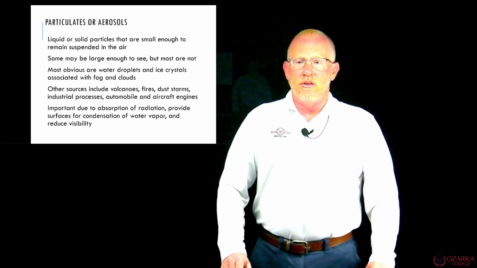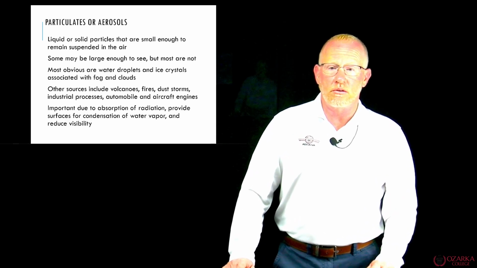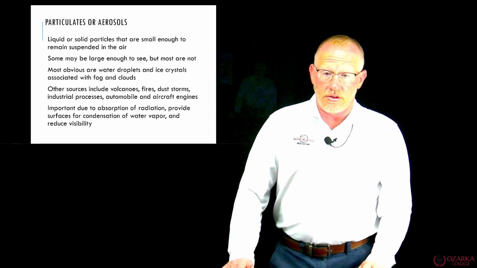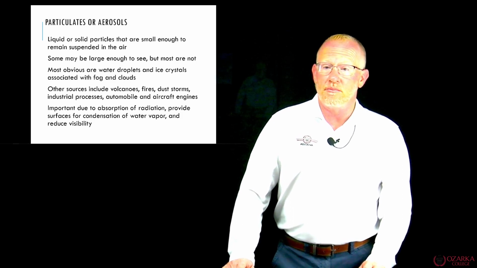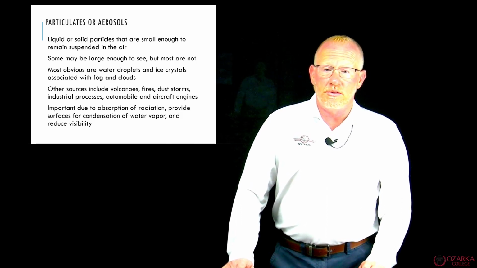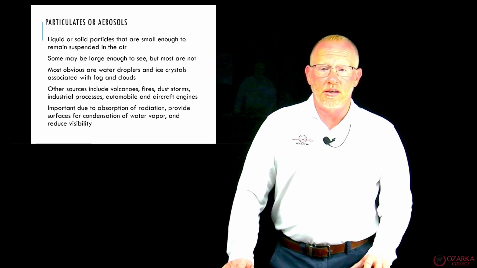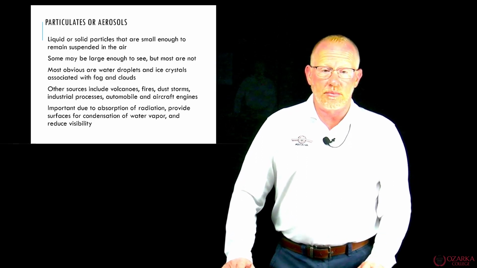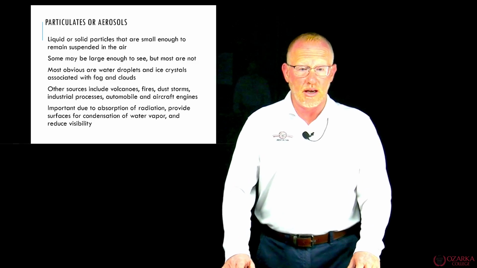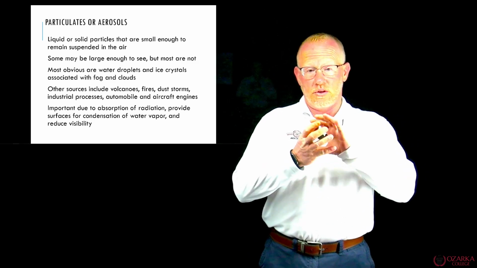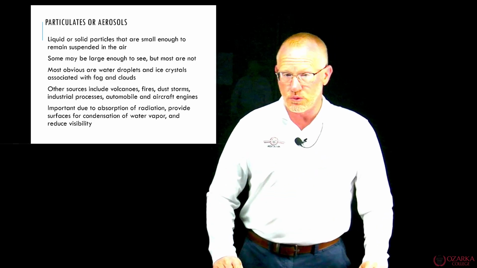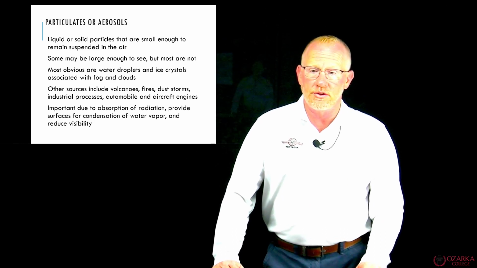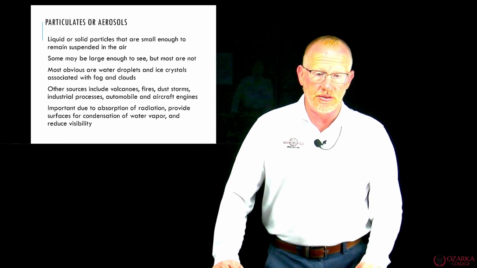Particulates or aerosols. Now, these can be liquid or solid particles that are small enough to remain suspended in the air. Some might be large enough for you to see, but most are not, okay? Most obvious are water droplets and ice crystals associated with fog and clouds. Now, these are what you'll learn in later chapters are called condensation nuclei. These are things for water droplets to attach themselves to and form an actual droplet. Okay. Other sources include volcanoes, fires, dust storms, industrial processes, automobile and aircraft engines.